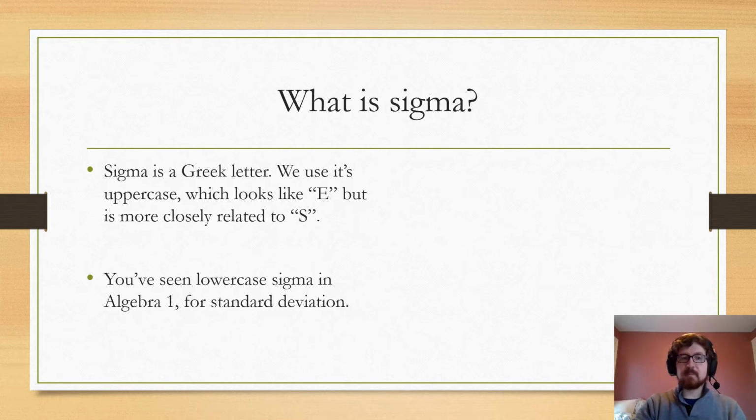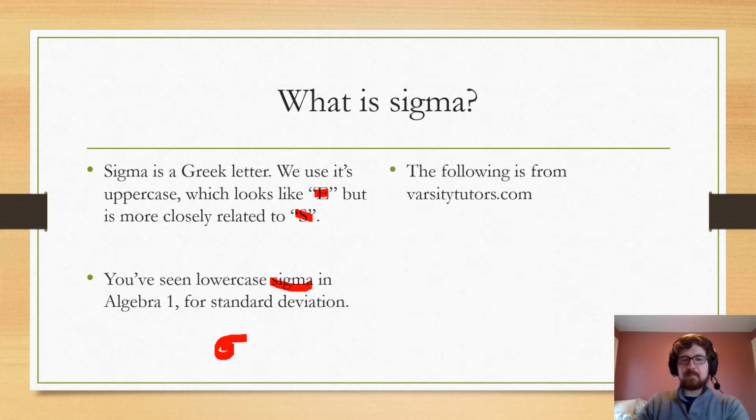So what is sigma? Sigma is a Greek letter. It looks like an uppercase E, but it's actually more closely related to an uppercase S. It's actually where we get our S. You've seen a lowercase sigma before in Algebra 1 for standard deviation. It's a little symbol that looks like this.